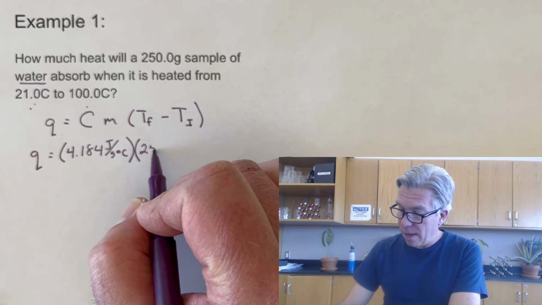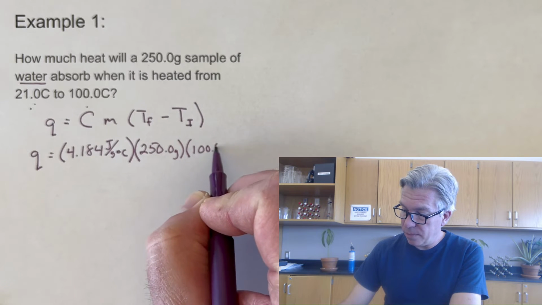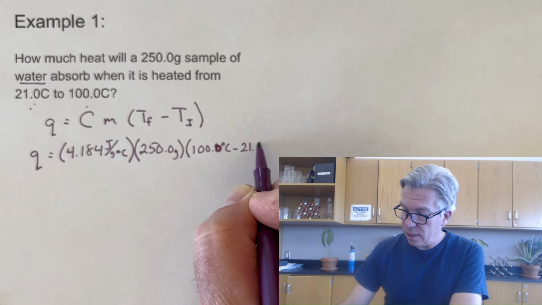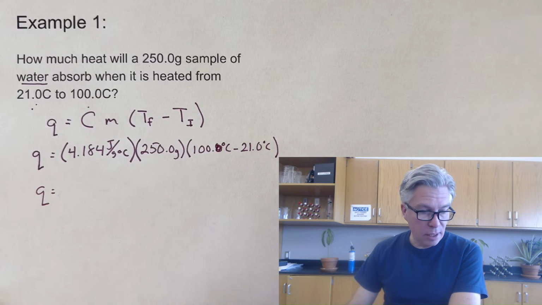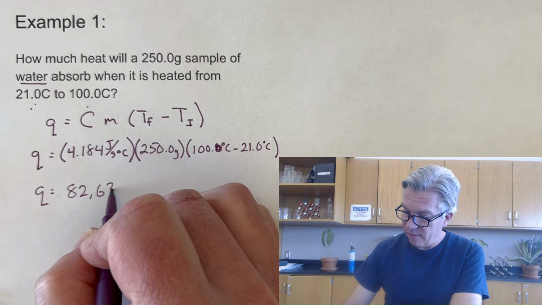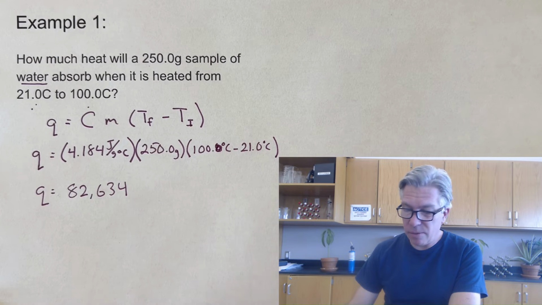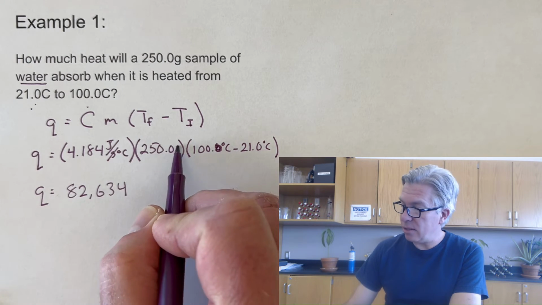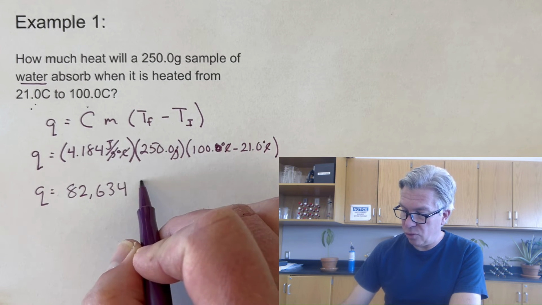So I'm going to put in my mass, and again, final, which is 100, sorry about that, minus the initial at 21 degrees Celsius. And if I multiply all of those through, I'm getting an answer of 82,634. We'll adjust that in just a second. And what's the unit? Let's talk about units. So this is a compound unit, and the grams are going to cancel. The degrees Celsius will also cancel, and so we're left with joules.